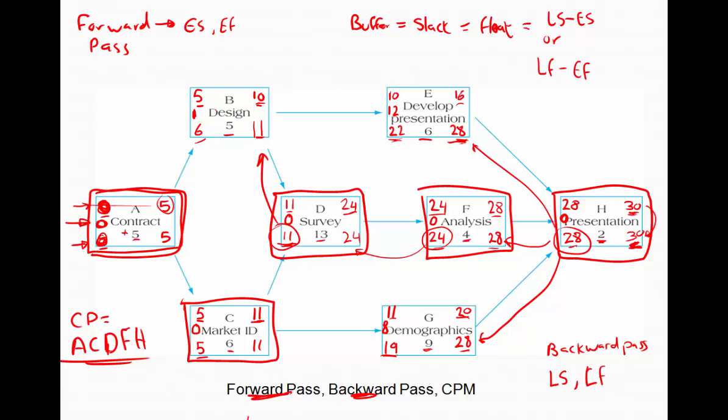However, activities B, activity E and activity G are not on the critical path. And the float tells us by how many days they can be delayed before they start impacting the overall duration of the project. So activity B can be delayed by one day prior to it starting to be on the critical path and delaying the completion of the project. Activity E can be delayed by 12 days without impacting the overall duration of the project. And activity G can be delayed by 8 days before it starts impacting the completion of the project. So now we've successfully completed our critical path method.